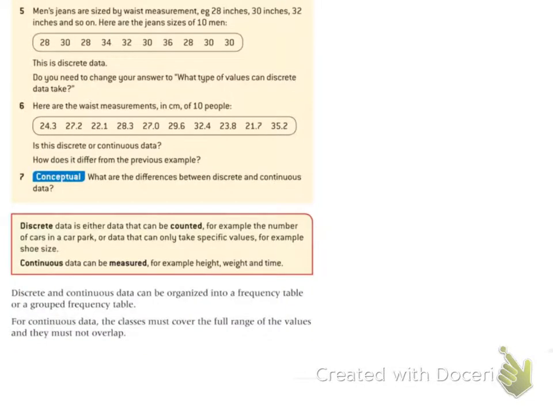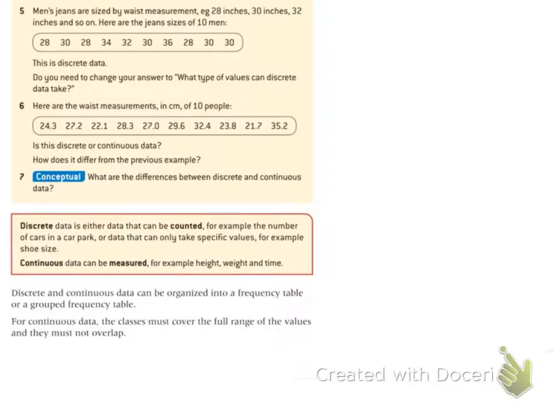And we kind of talk about that here. This is continuous, and then it differs from there. So what are the differences between discrete and continuous? Discrete is actual physical numbers, boom, boom, boom, boom. Continuous is more of a range. And it says that right here: discrete data can be counted, and continuous data can be measured. So that would probably be a better way of saying that.